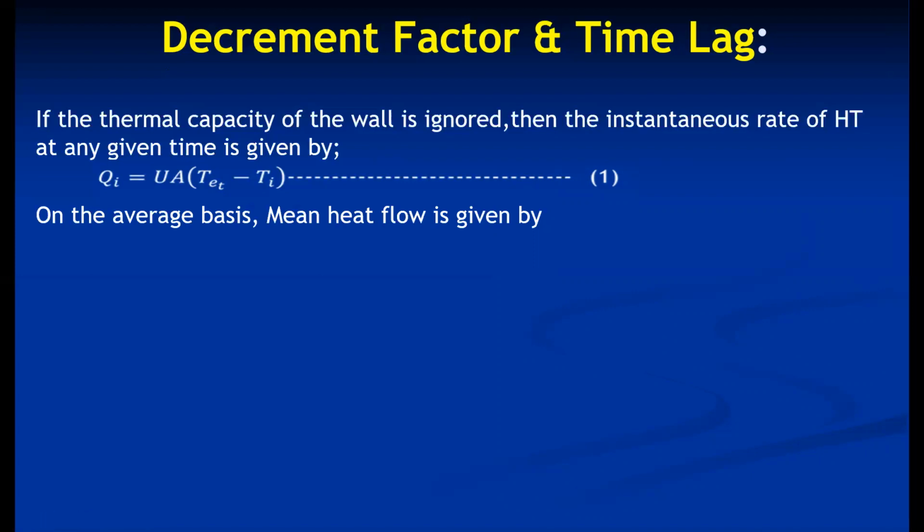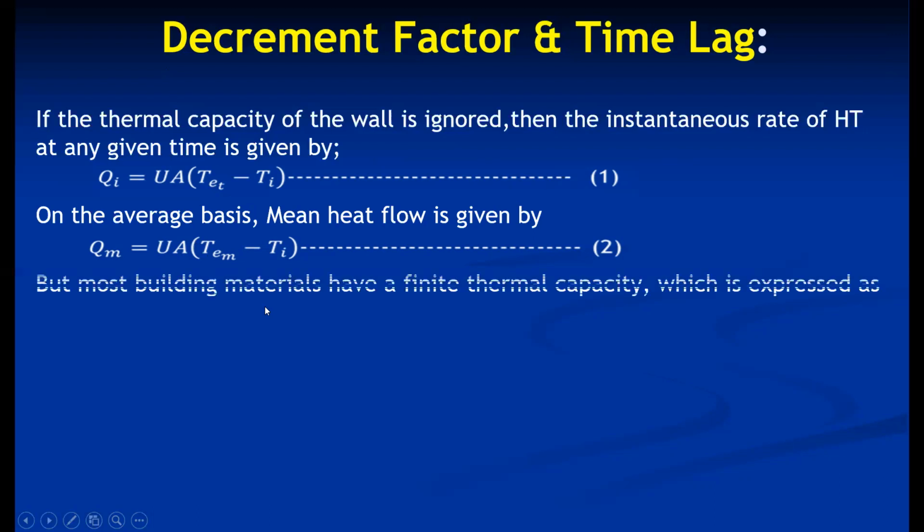On the average basis, the same equation we can use, that is UA (TEM minus TI), because T is the temperature at one particular instant. Suppose in a particular day there are 24 hours. If we take the readings hourly, there are 24 readings. So this is a mean heat transfer for 24 hours, and obviously TEM is the average of these 24 readings.